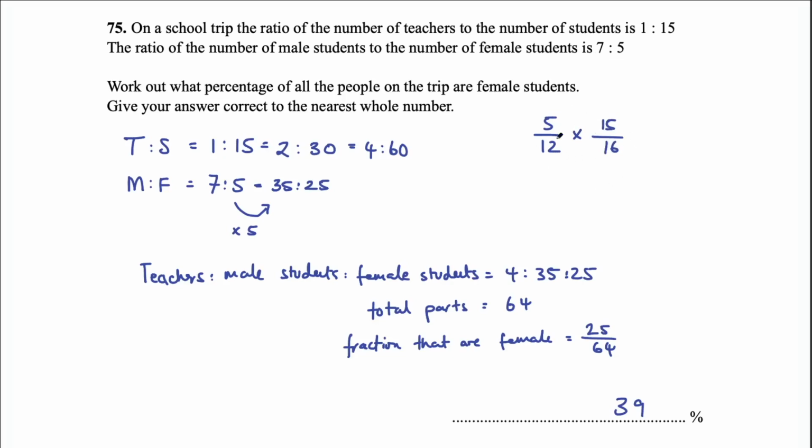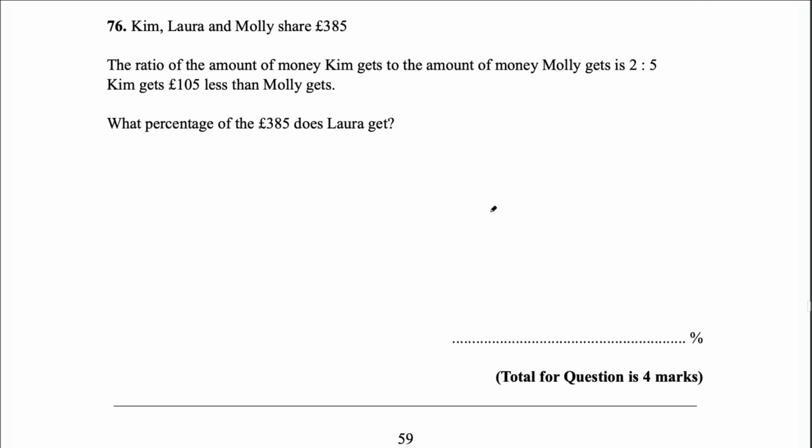So doing this operation, 5/12 times 15 over 16, that will give you the fraction that are female students as well. And that's another way to do this question. But that involves some knowledge of fractions, and I wanted to stick to mainly ratios to solve this. So anyways, that's 2 ways you could do this, and I'm sure there are further different ways to solve it as well. But on to question 76.